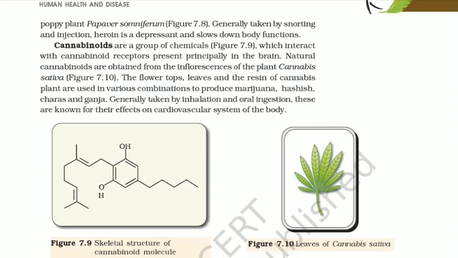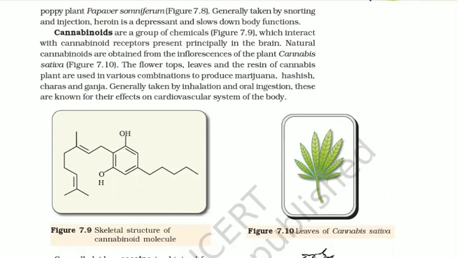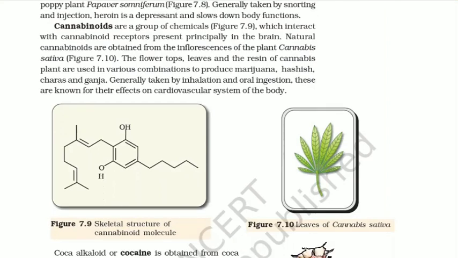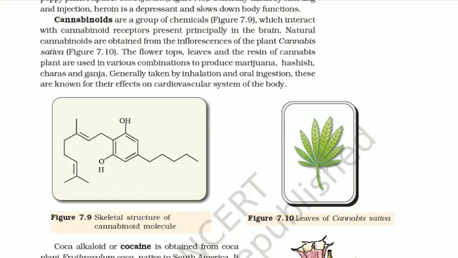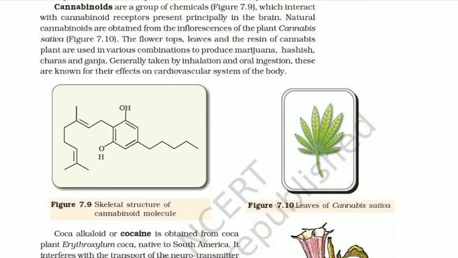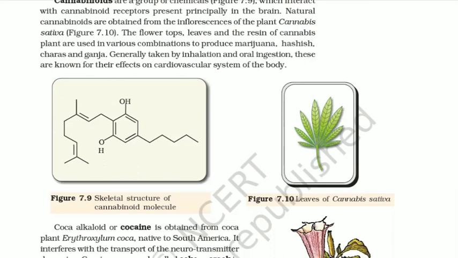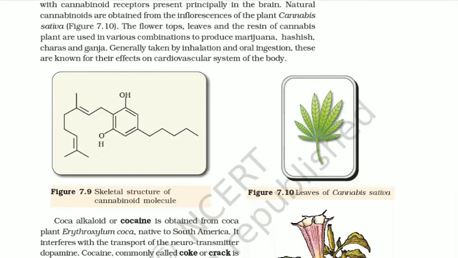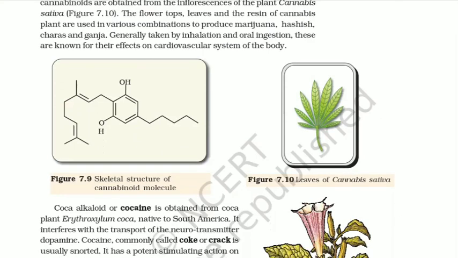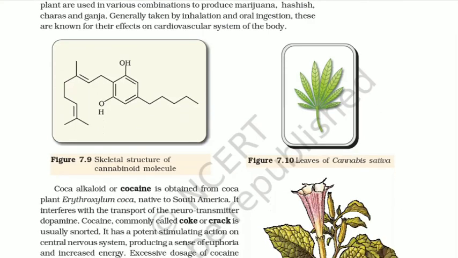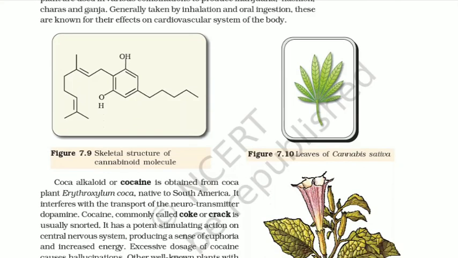Cannabinoids are a group of chemicals which interact with the cannabinoid receptors present principally in the brain. Natural cannabinoids are obtained from inflorescences of the plant Cannabis sativa. The flower tops, leaves, and the resin of the cannabis plant are used in various combinations to produce marijuana, hashish, charas, and ganja. Generally taken by inhalation and oral ingestion, these are known for their effect on the cardiovascular system of the body.